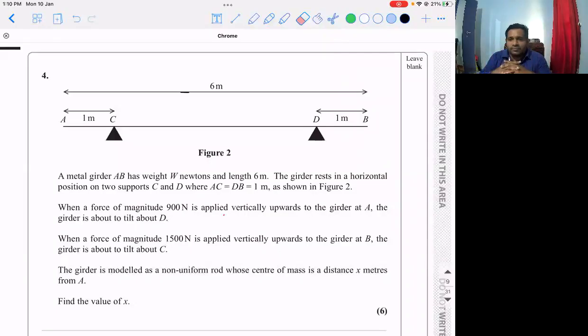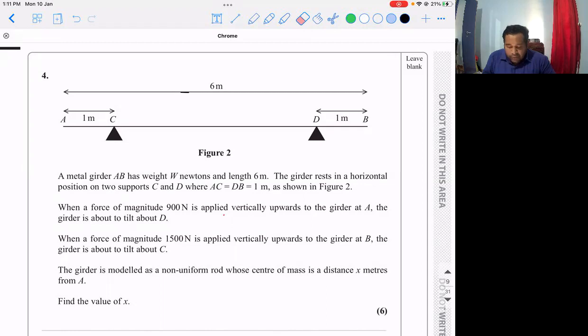So what this question 4 says. In this question 4, this is a question related with force and couple, force moment system. A metal girder AB has a weight of W newtons and length is 6 meters. The girder rests in a horizontal position on two supports C and D, where AC is equal to DB is equal to 1 meter, as shown in the figure.